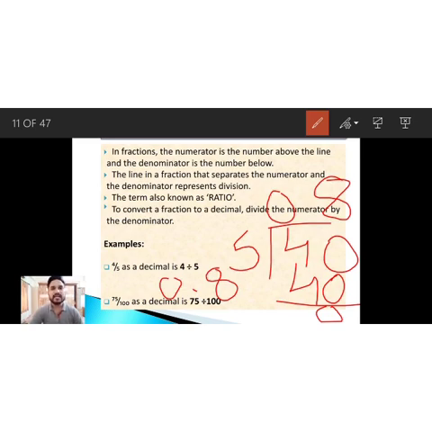Same, the second example, 75 divided by 100. As a decimal, it is 75 divided by 100. It means simply 0.75. Okay, now we go to the next slide.